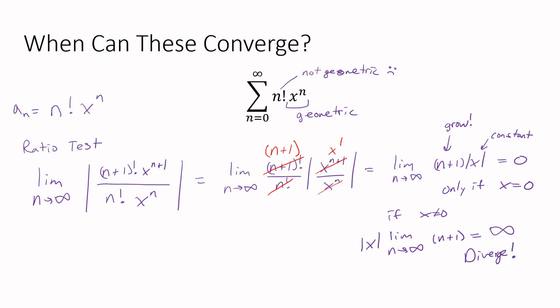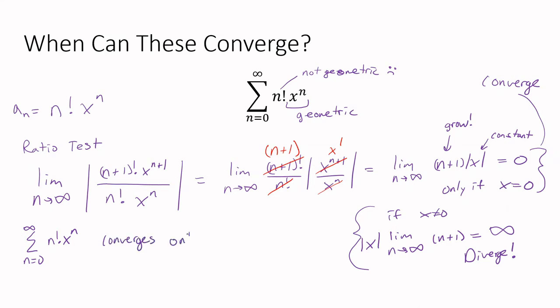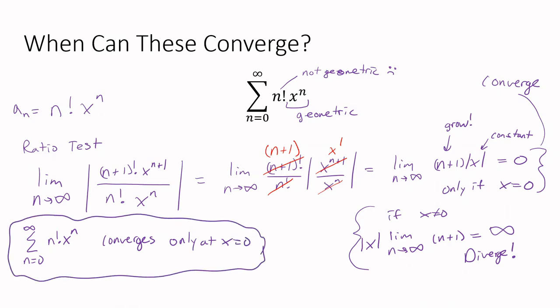So if x is not 0, we're going to diverge. If x is 0, our limit's 0, and that's less than 1. So then in this case, we would converge. So this is kind of a boring one, unfortunately. This series is only convergent at one point when x equals 0. So altogether, this series, n factorial x to the n, converges only at x equals 0. So kind of boring. This is a series that converges at one specific x value.